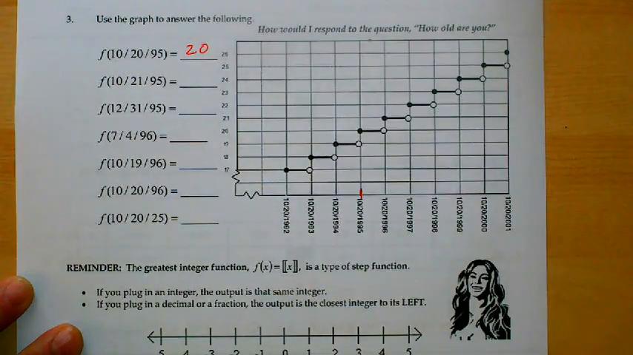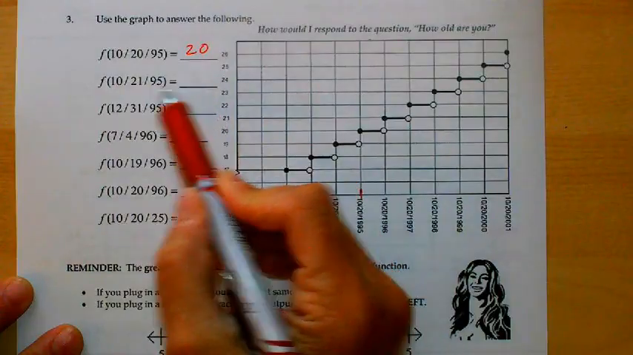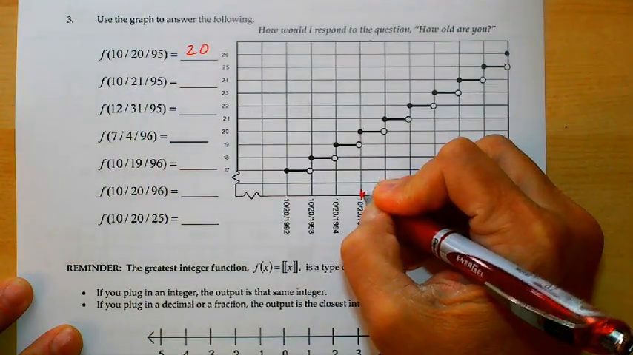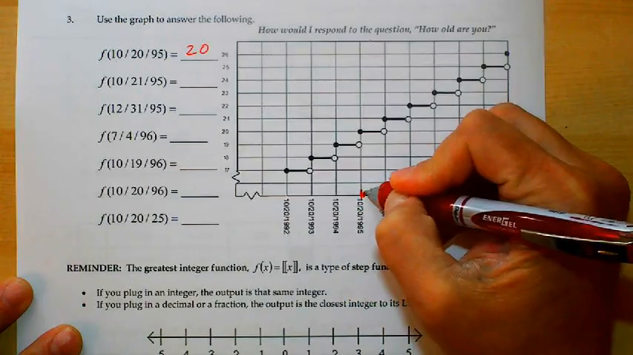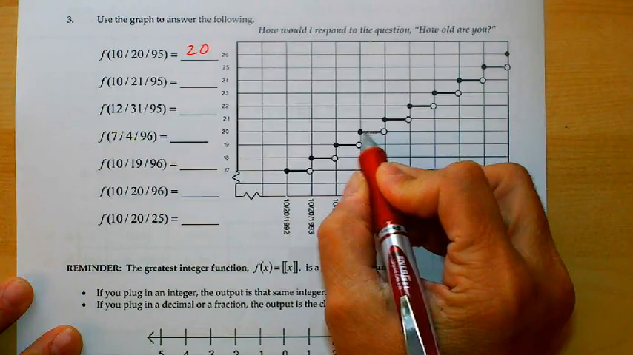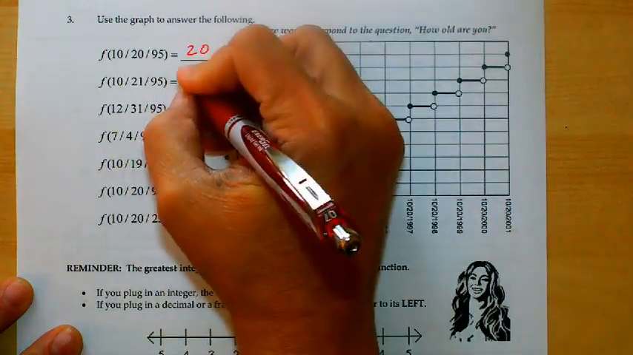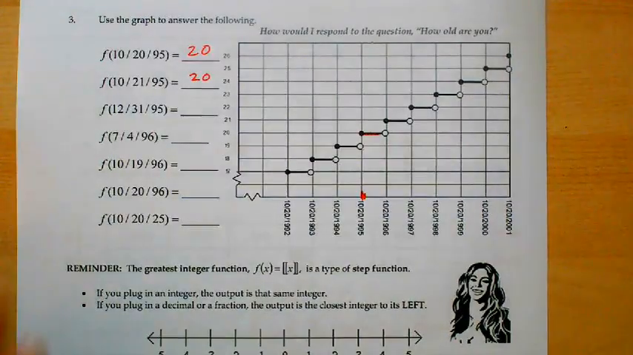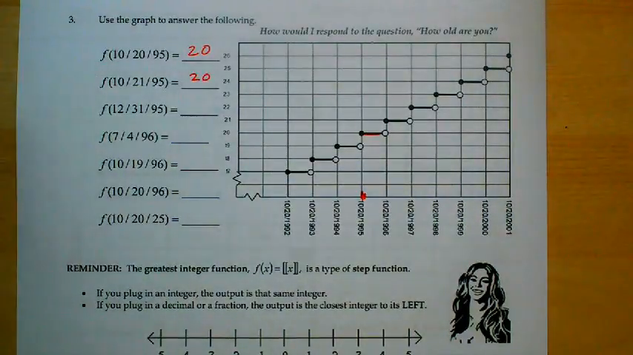So let's try a couple more of these. October 21st, 1995, just a smidge over, maybe one day later. Travel up here, and now you do see I'm on this flat part of the function, and even though I've aged a full day, I will still tell you that I'm 20. All right, I would like you to pause the video and try to fill in the rest of those values.